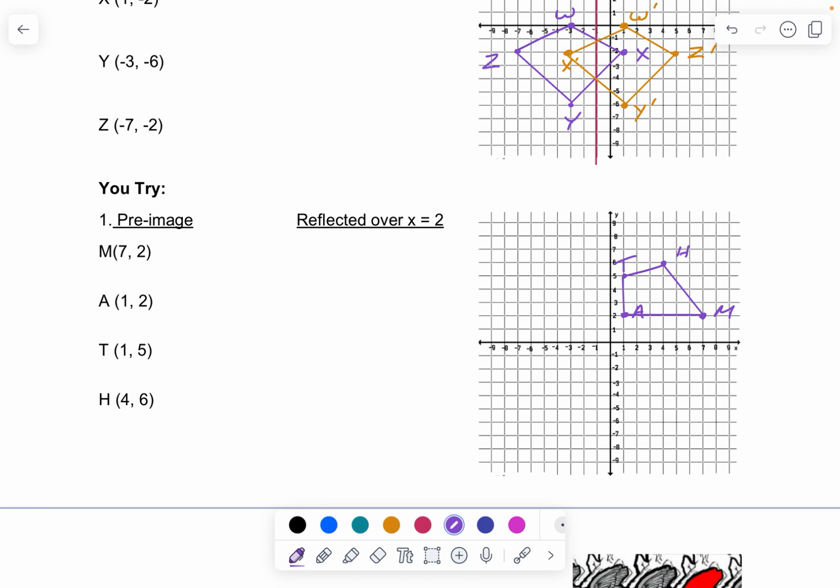Now we are reflecting it over X equals 2. So here is X equals 2. This is X equals 2. So we're going to do the same thing. T's 1 to the left. T prime's going to be 1 to the right. H is 2 to the right. H prime's 2 to the left. A 1 to the left. A prime 1 to the right. 1, 2, 3, 4, 5. 1, 2, 3, 4, 5. There's my M prime.